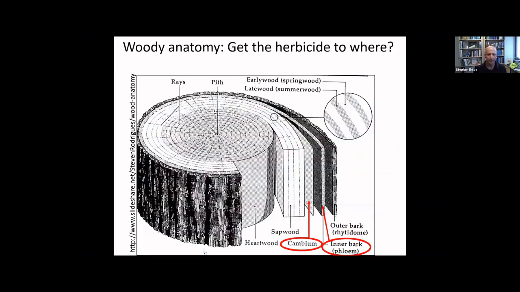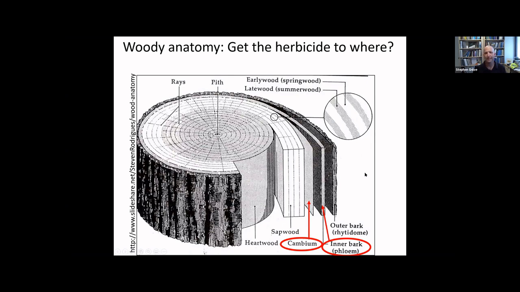Okay, so when you think about woody plant anatomy, really, we're trying to get the herbicide to some very specific places within woody plants, primarily into the inner bark, which we call the phloem, and just within that layer, the cambial layer, that meristematic zone that divides, producing new phloem to the outside and new sapwood, or xylem cells, to the inside.